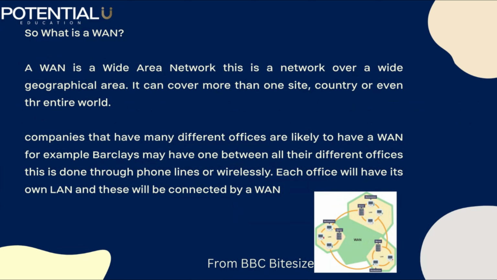So what is a WAN? So a WAN is a wide area network. So it's a network over a wide geographical area. It can cover more than one site, a country, or it could technically be the entire world. Companies have many different offices and they're likely to have WANs. So Barclays has probably got one between all the different offices in the UK, and they likely have one that's even larger across different countries.